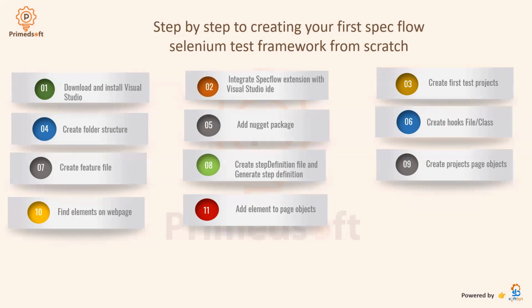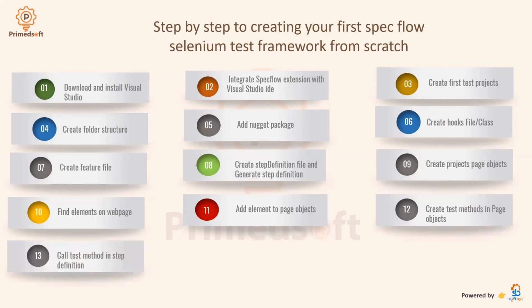If you're not using the page object model, as some organizations will want you to just use your feature file and your step definition, you have your elements in your step definition. But for cleaner code, it's always advisable to add your elements to your page objects. So the next is to create your test methods in page objects. After that, call the test method in your step definition.